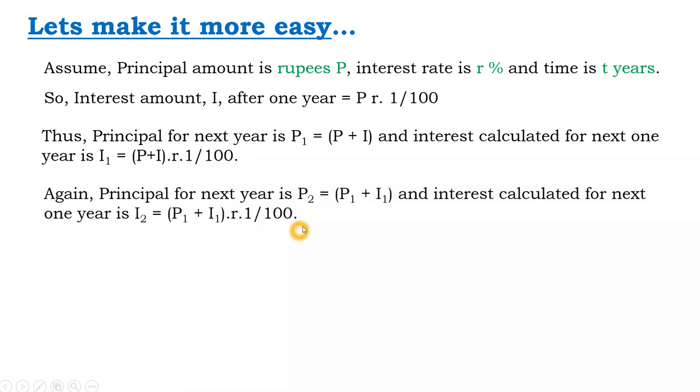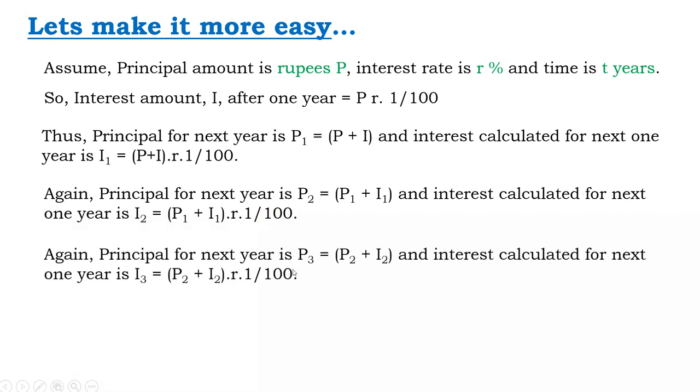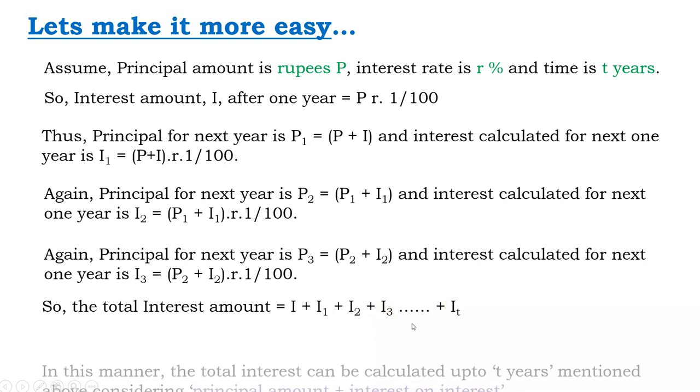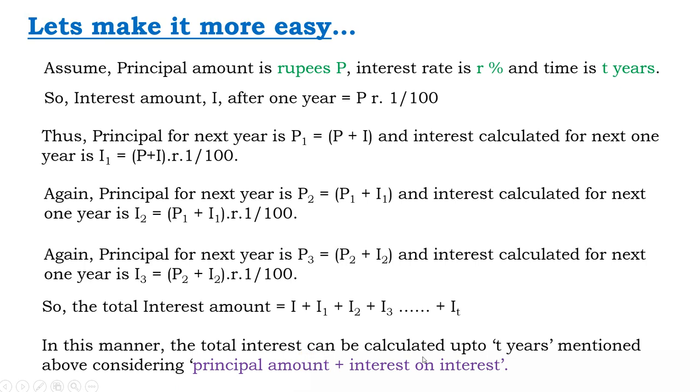Similarly, for next year, P2 will be this and I2 will be this. Similarly for the next year. The total interest amount will be the interest of the first year I, in the second year I1, next year I2, next year I3, and up to the T years, whichever is required. In this manner, the total interest can be calculated up to T years, considering principal amount plus interest on interest. Here you can see it is the interest which is gained with the interest on interest of the previous years.